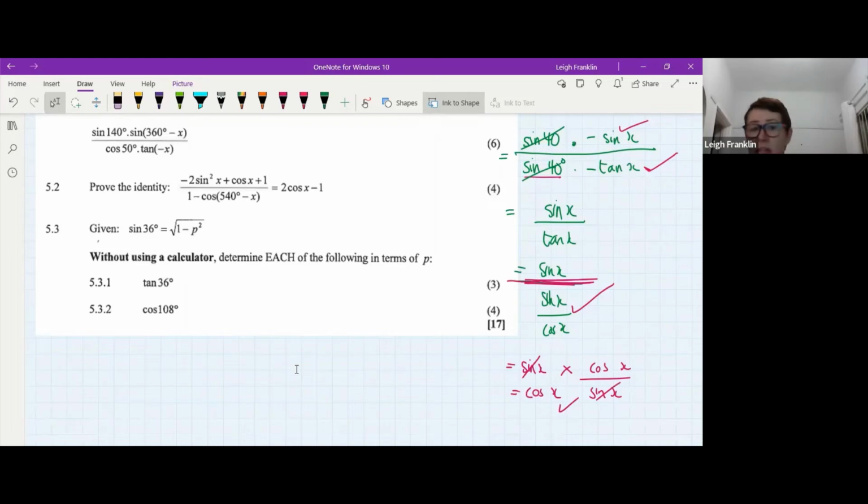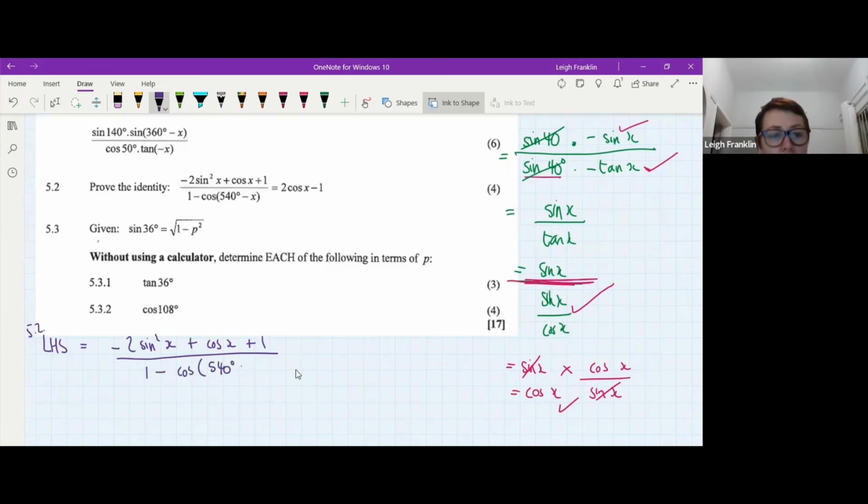Which side do you think we need to start with here? Not much going on the right, is there? So we're going to start on the left, and we're going to write in 5.2. On the left-hand side, we have minus 2 sine squared x plus cos x plus 1, all over 1 minus cos(540 minus x).